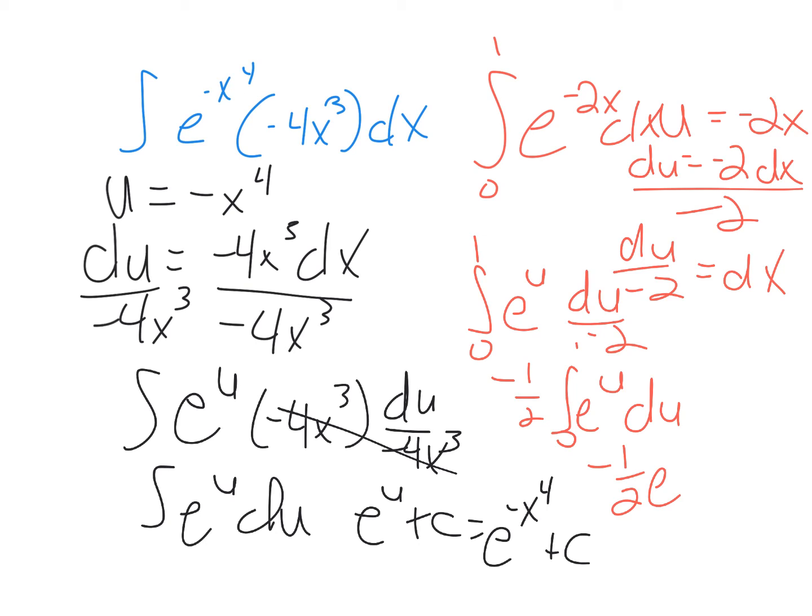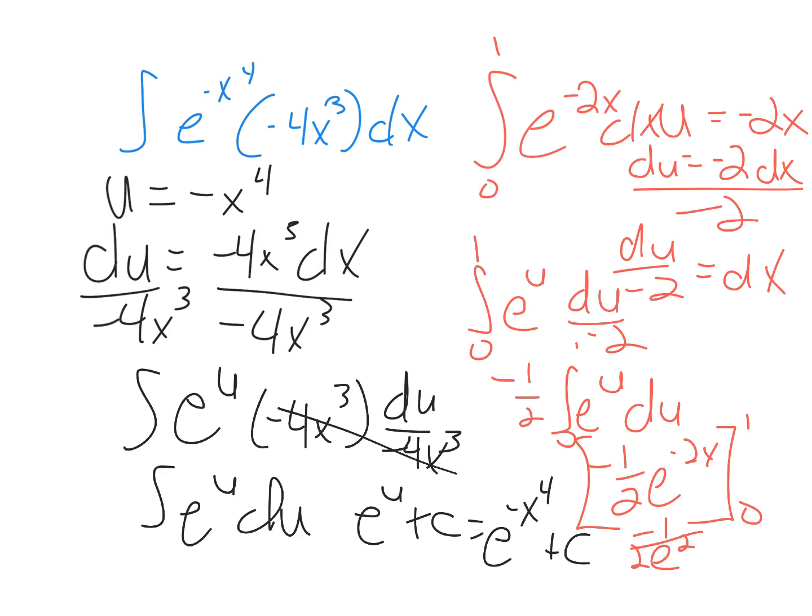Actually, there's no plus c because it's a definite integral, and also we need to substitute in u. So put in u, we're going to get negative 1/2 e to the power of negative 2x, and we're evaluating that from 0 to 1. When you put 1 in, you're going to get negative 2, so it'd be negative 1 over 2e to the second. Because it was negative 2, I put it in the denominator to make it not negative anymore.